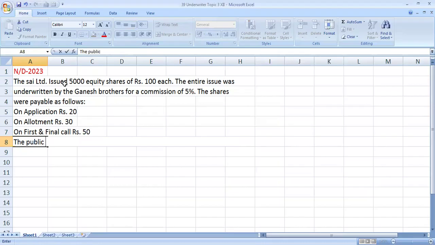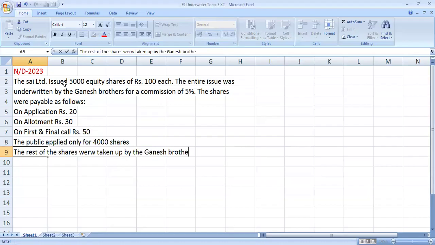The public applied only for 4,000 shares. The rest of the shares were taken up by the Ganesh brothers. Later on, they sold 800 shares at ₹110 per share.